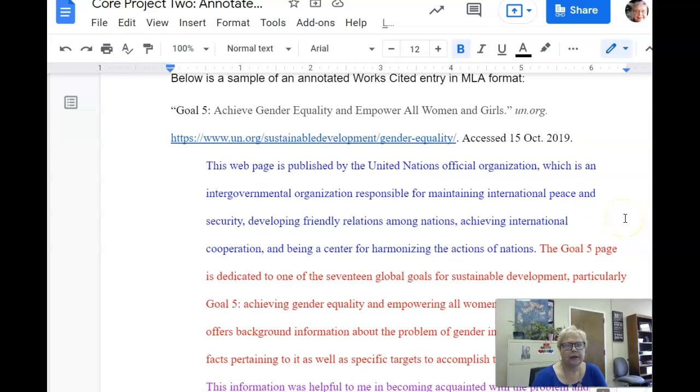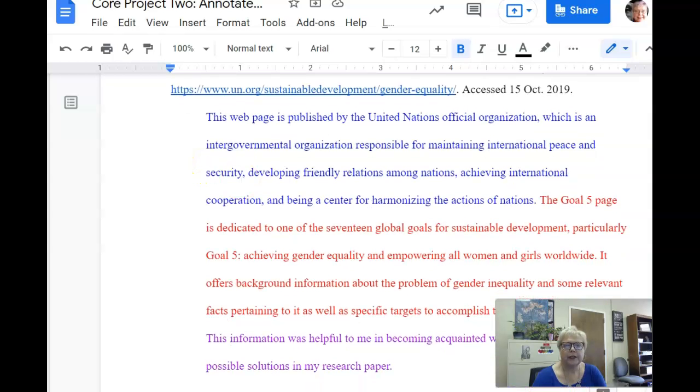In the assignment sheet is a sample of an annotated works cited entry. Here's my Goal 5, achieve gender equality and empower all women and girls, published by UN.org. And there is the URL to get to that, and then the date of access. So this is what your entry would look like. And then this is what the annotation will look like.